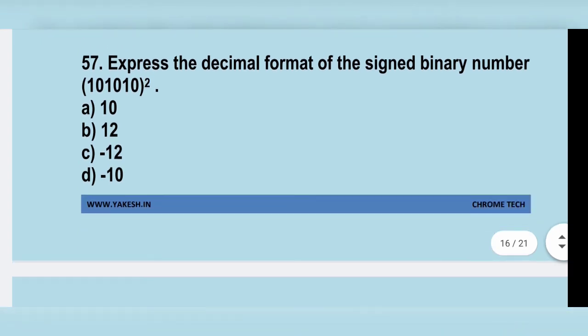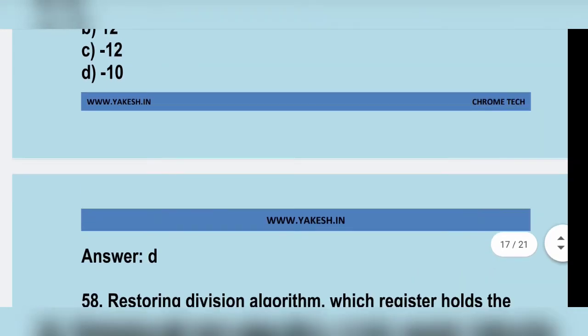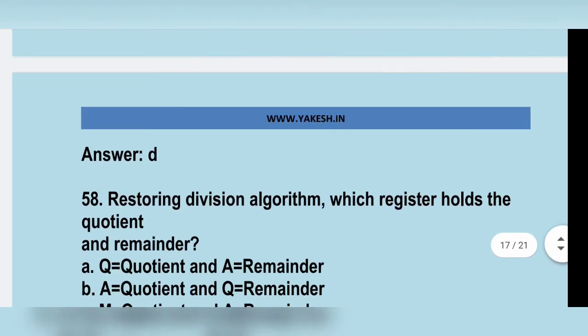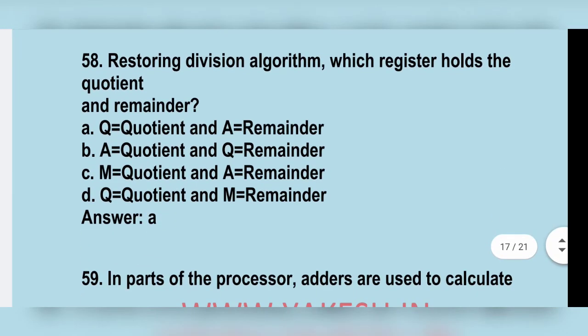Express the decimal format of the signed binary number. Option D, -10, is the correct answer. The restoring division algorithm restores both the quotient and remainder. Option A, Q quotient, A remainder, is the correct answer.